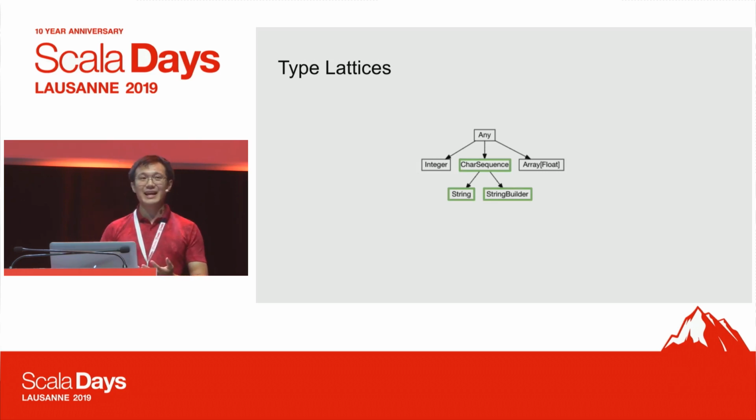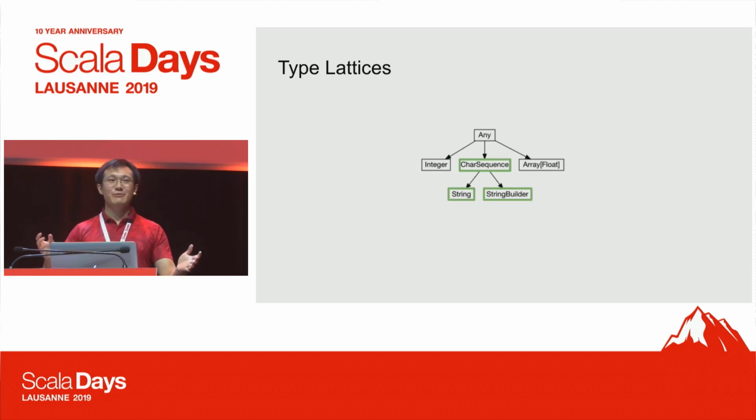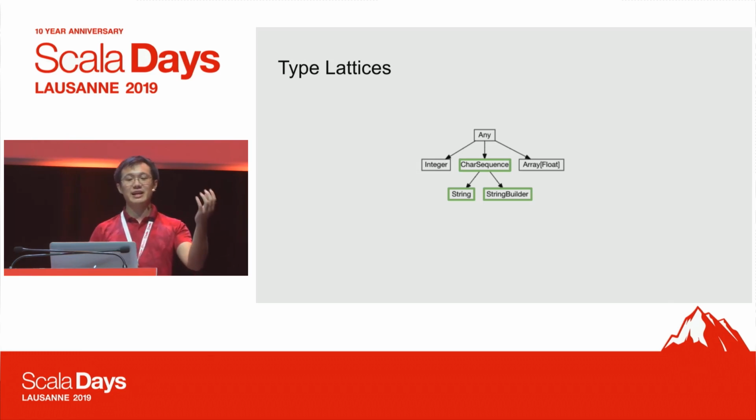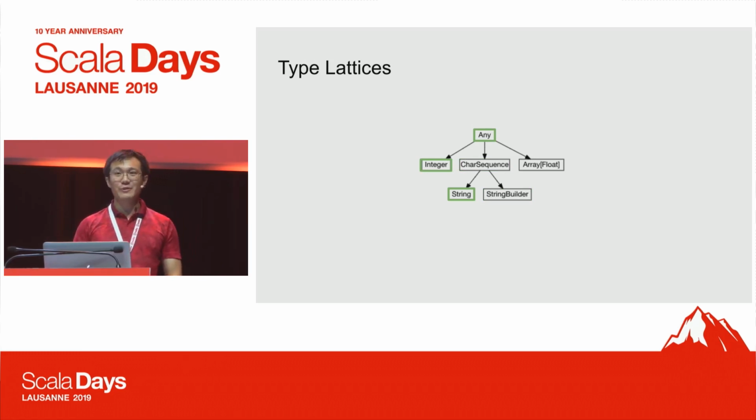In a lattice, if you have two things of different types, for now we'll just say that we're going to take the common supertype of those two things as the type of the value. So if I have a variable x, which is either a string or string builder, it's a char sequence. If I have a variable x, which is either integer or a string, we'll just call it any for now. You can do this with union types and other ways of modeling it, but for now, this simplifies it for this discussion.